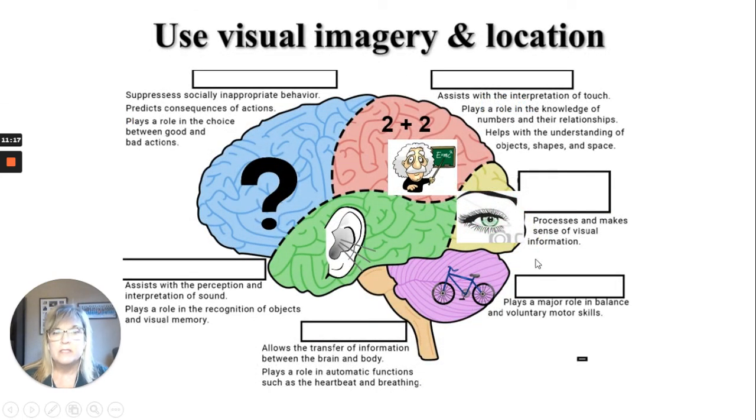So this is kind of an example of how to use visual imagery and location to remember what different parts of the brain do. So we know this is the temporal lobe, we know this is procedural, this is the cerebellum, this is the frontal lobe. This is the parietal lobe, and we know that math, and we also know that Einstein had a larger parietal lobe, and we know that this is our visual lobe here. So using all sorts of things to help you remember can be really effective.